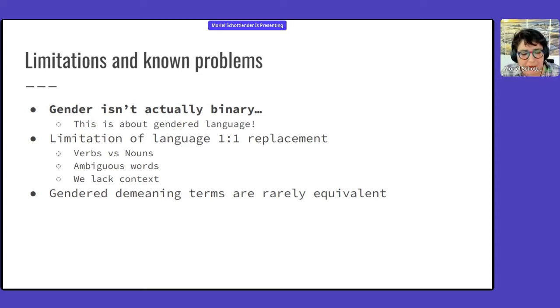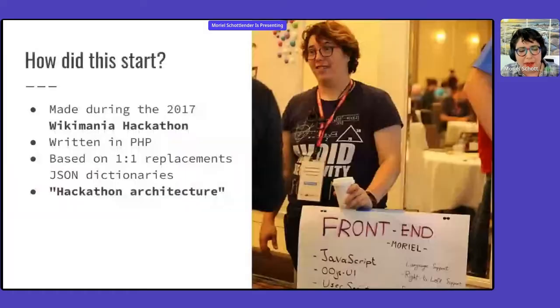How did this happen? Well, this all happened in the 2017 Wikimedia Hackathon. As you can see, this is me in my telltale hackathon look. I am overly caffeinated, but barely awake. So this was an idea for the hackathon. We took articles from Wikipedia specifically. The tool works, by the way, outside of Wikipedia as well. You can do any sort of article. But it was written in PHP based on a one-to-one replacement JSON dictionary, and it has a hackathon architecture.